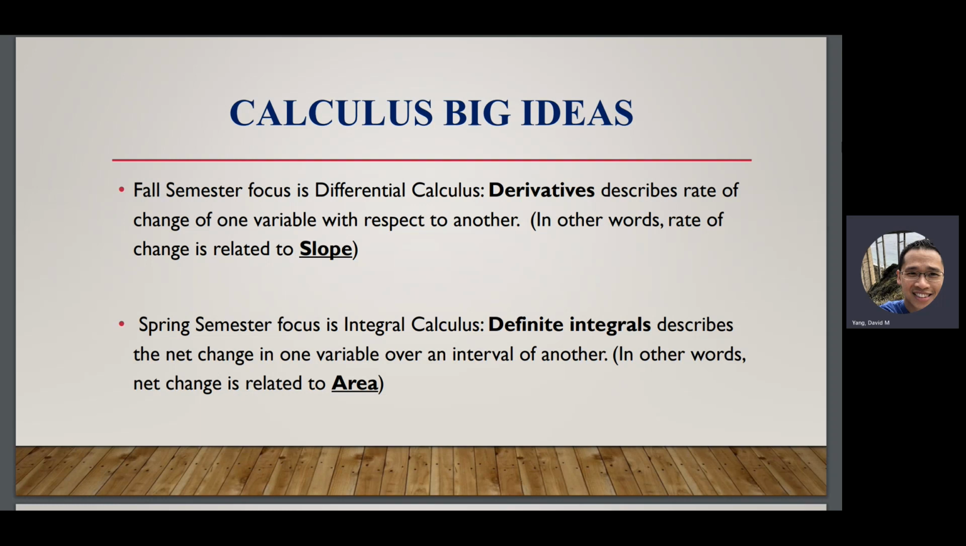So first semester, it's all about derivatives. Well, what is a derivative? A derivative is just describing the rate of change of one variable with respect to another. So in other words, it's rate of change, which is slope, right? You know what slope is. We're just going to take that concept of slope and stretch it out a bit, where it's not just a straight line, but we can talk about the slope of a curved graph. So first semester is all about slope.